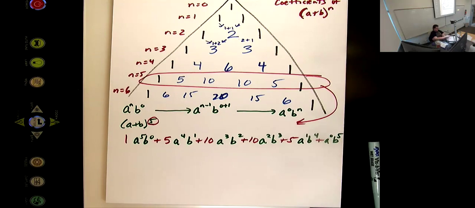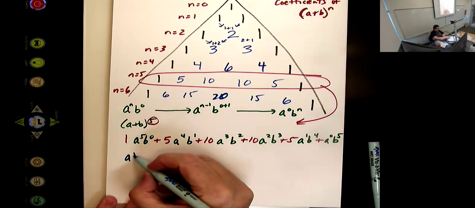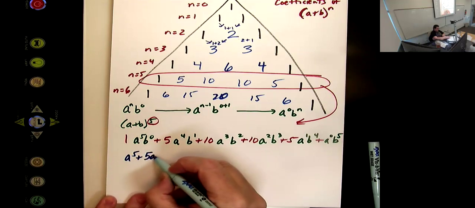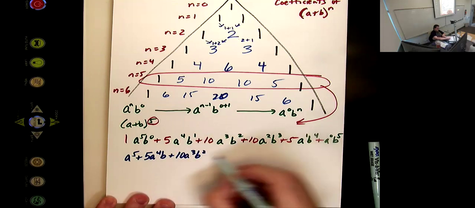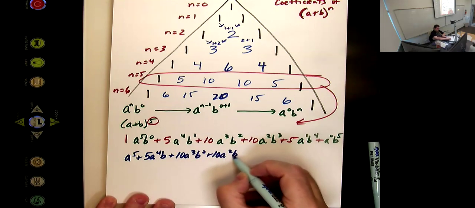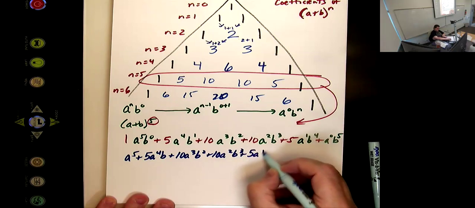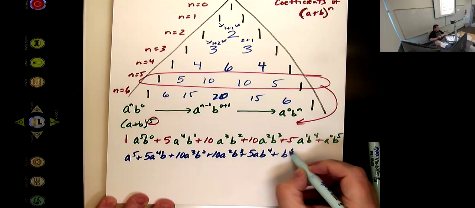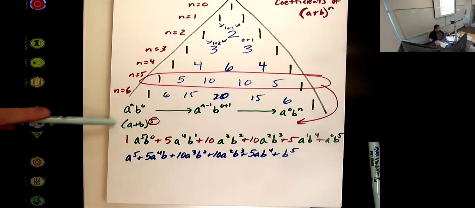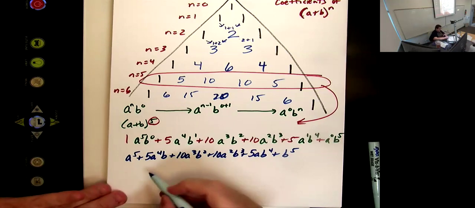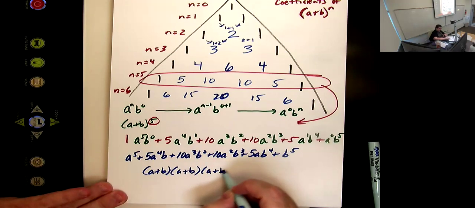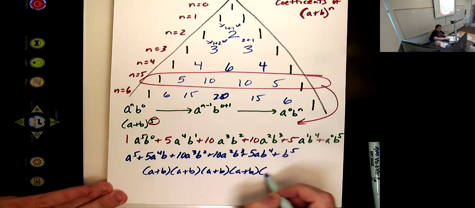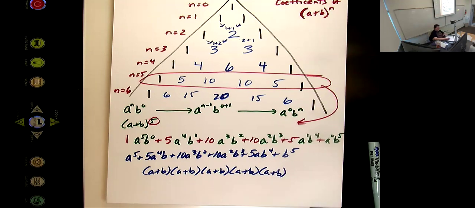So if you clean it up, you won't write the b to the 0. We've got a to the 5th power plus 5a to the 4th b plus 10a cubed b squared plus 10a squared b cubed plus 5ab to the 4th power plus b to the 5th power. You could take these and multiply them out because this is a plus b times a plus b times a plus b times a plus b 5 times. And you could multiply them out and you will get that.